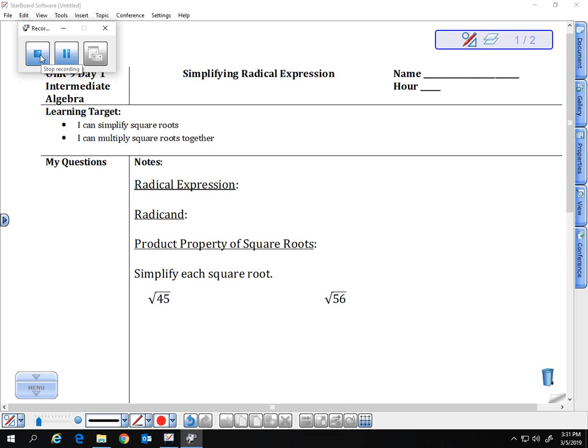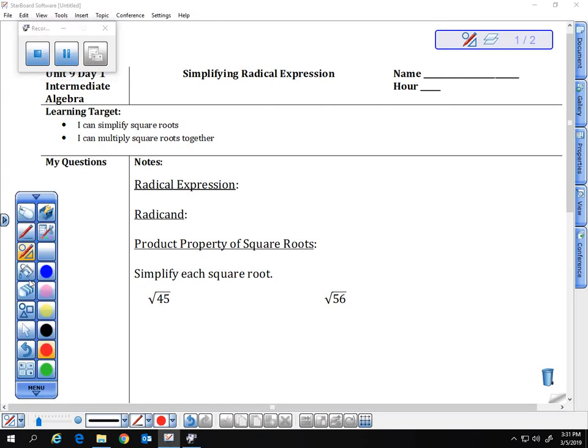Right, today, simplifying radical expressions. Your learning target is: I can simplify square roots and I can multiply square roots together. So let's look at a few definitions here.